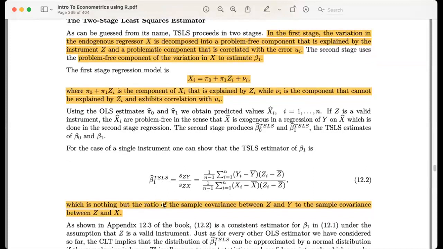So this is how our beta_1 is going to be estimated from the second stage. It's nothing but the ratio of the sample covariance between the instrument and our dependent variable to the sample covariance between the instrument and our regressor of interest.